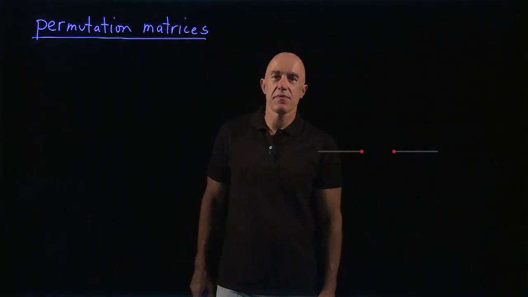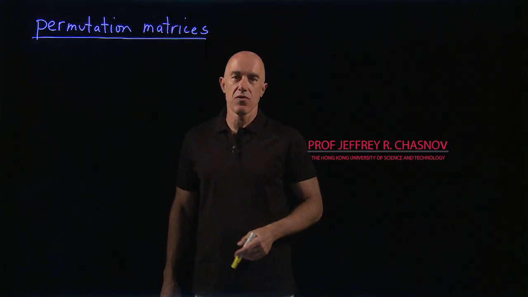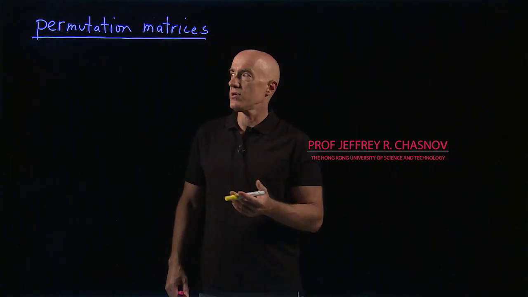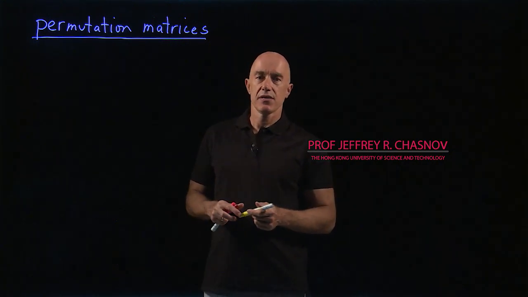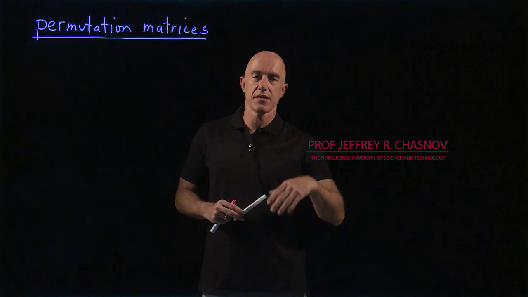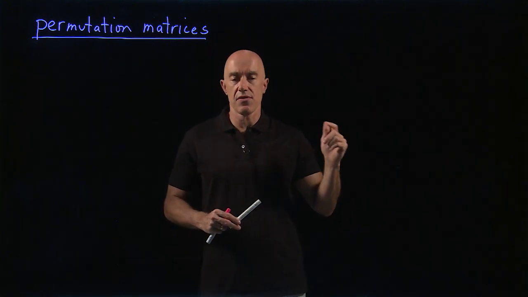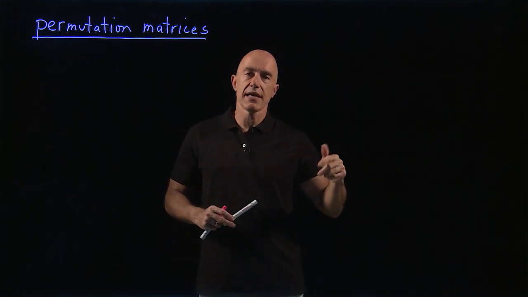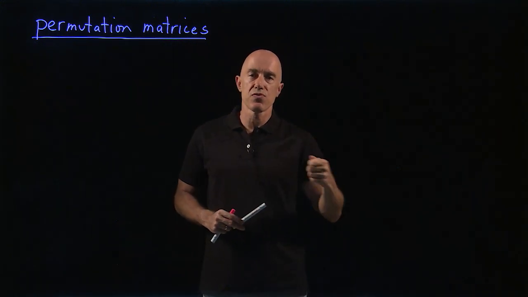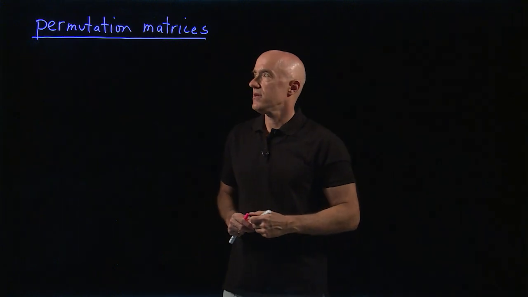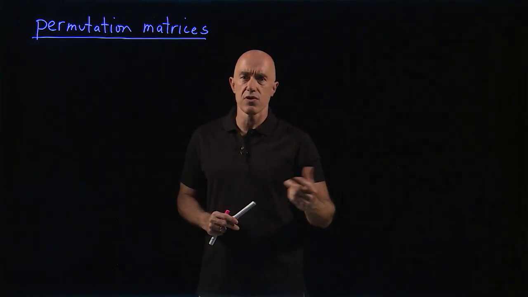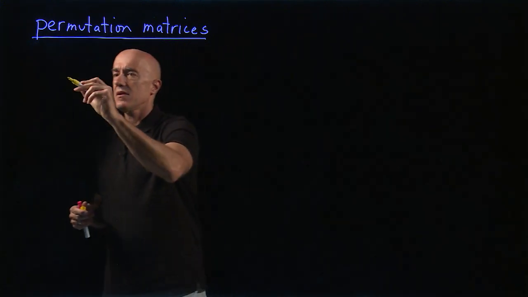In this video, let me tell you about another type of orthogonal matrix that's called a permutation matrix. A permutation matrix is an n by n matrix, which when you multiply it against another matrix, permutes the rows of that matrix. So I can show you for 2 by 2 matrices.